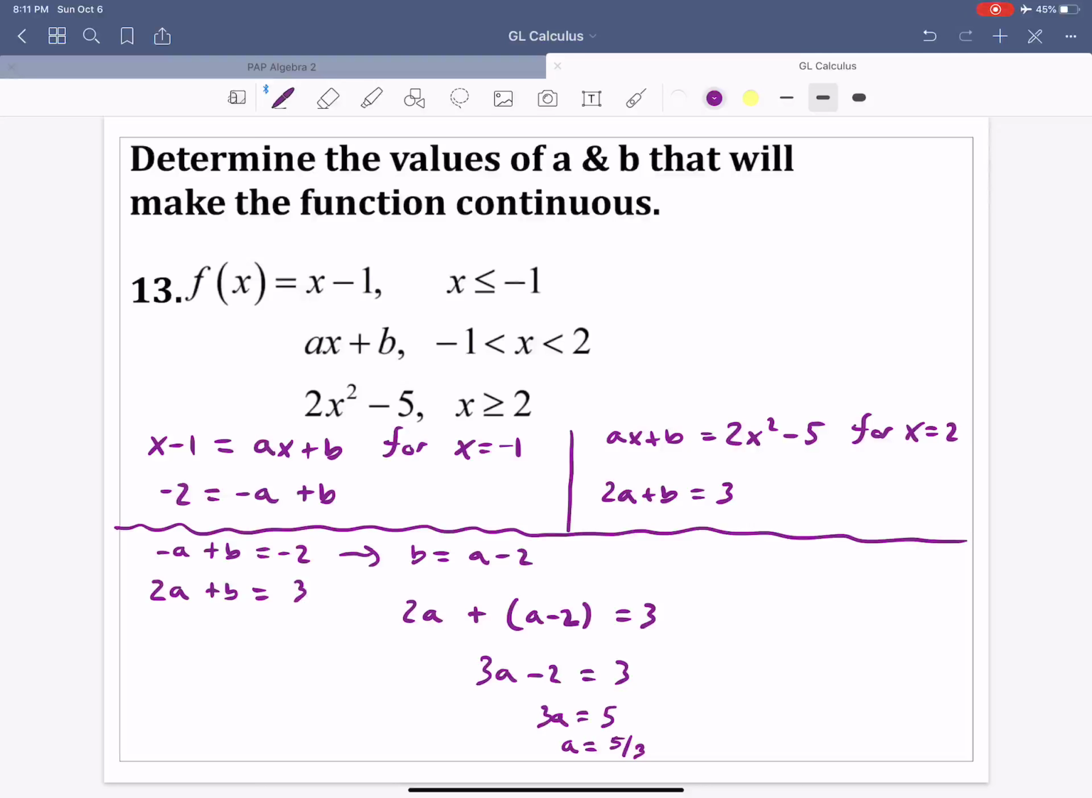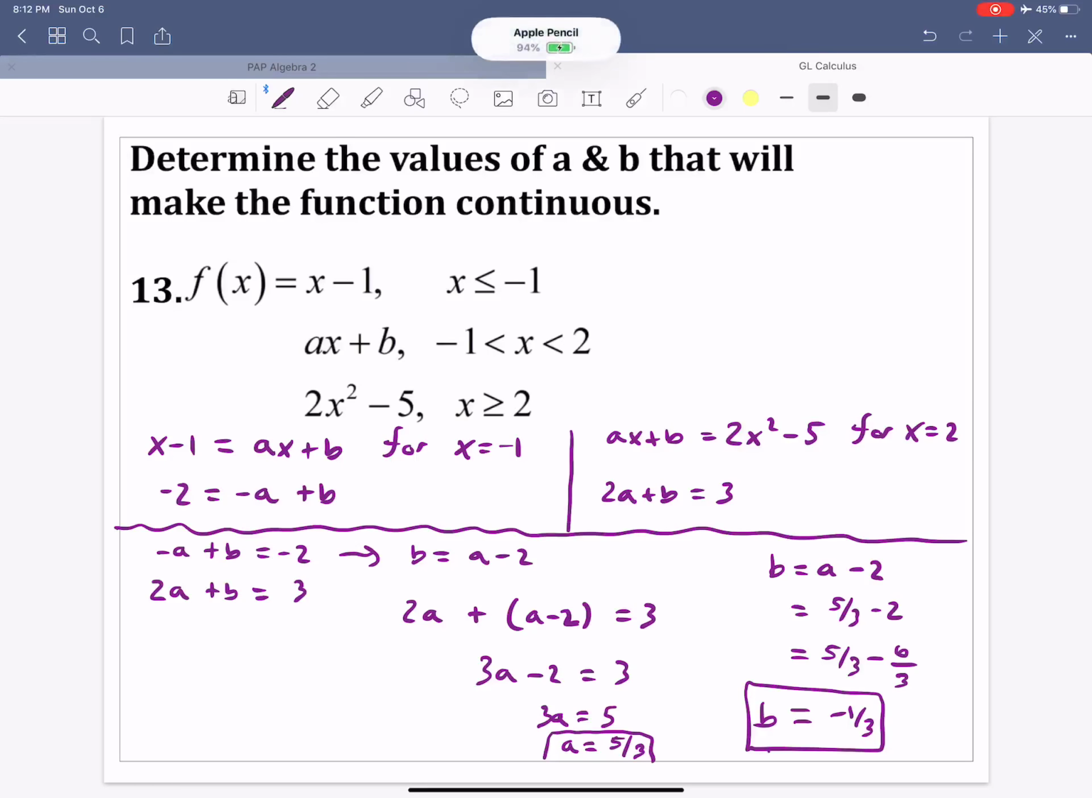Now that I have a equals 5/3, I go back to the equation that I solved for b, and I plug that in. So I have 5/3 minus 2, which I can replace with 6/3. 5/3 minus 6/3 is negative 1/3. So there's your a value, there is your b value. Man, I know that's a lot of material. I know it's a lot, and I'm sorry there was so much, but this is really important for you to know.